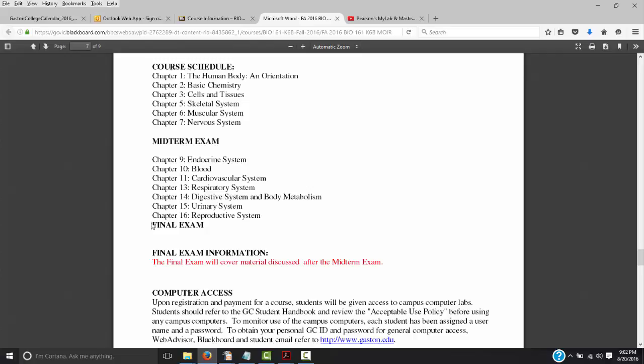Now the final exam covers material from the midterm forward. So it is not a cumulative semester-long exam. So the final covers from chapter 9 onward.